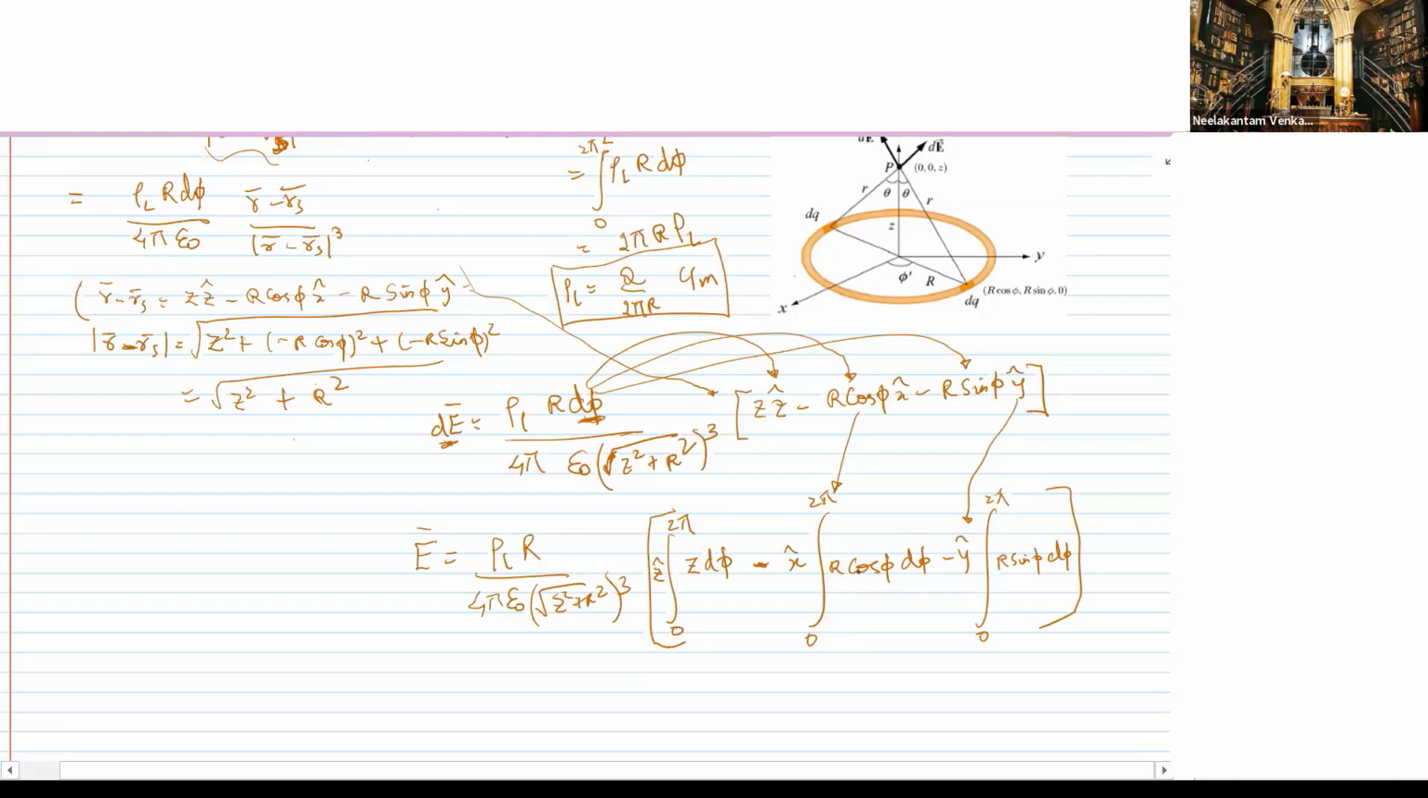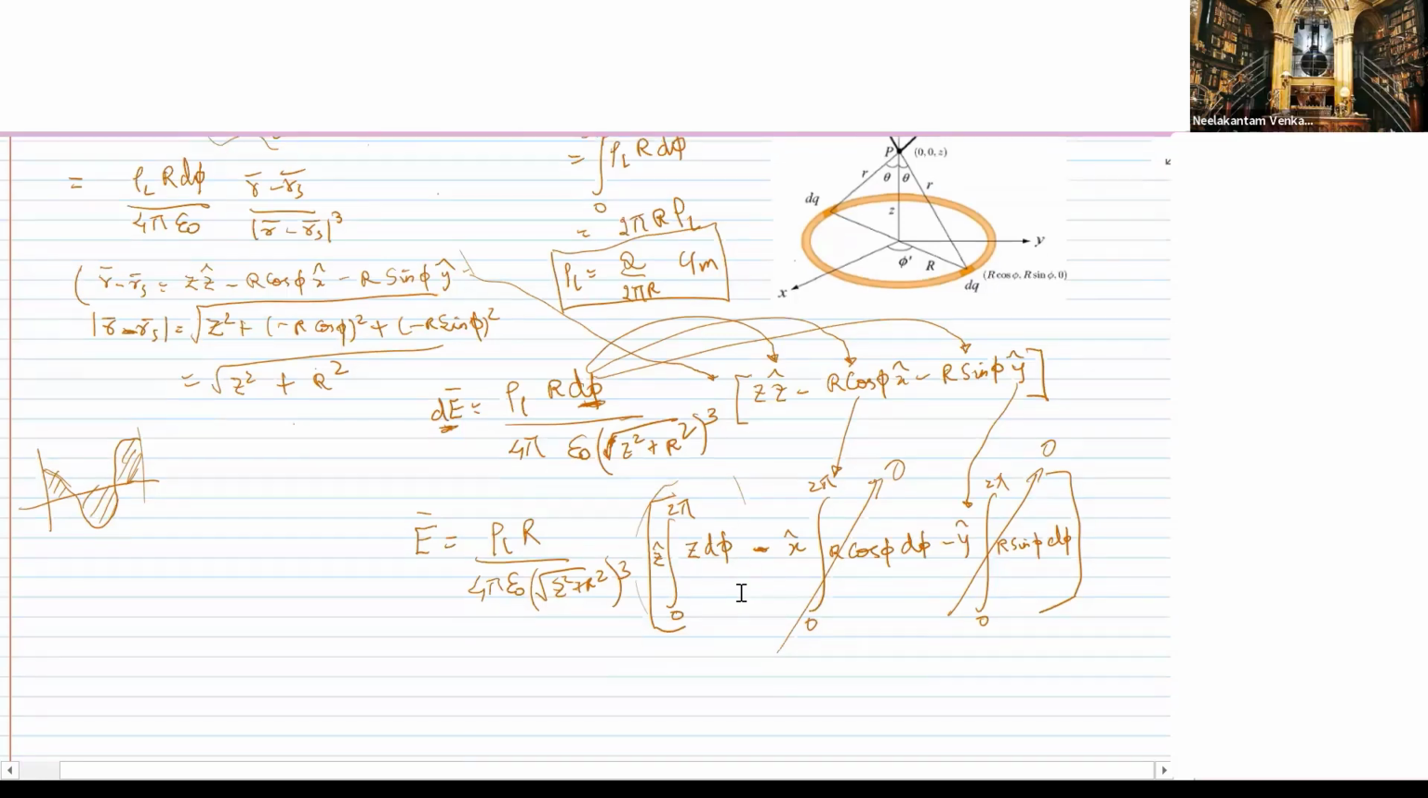Turns out that when you integrate cosine phi from 0 to 2 pi, this whole term is 0, because if you look at the picture of cosine phi from 0 to 2 pi, the plus and the minus cancel each other, and this integral is 0. Similarly, here this term goes to 0. The only term that is left is this one, and this integral is rather straightforward, z times 2 pi.